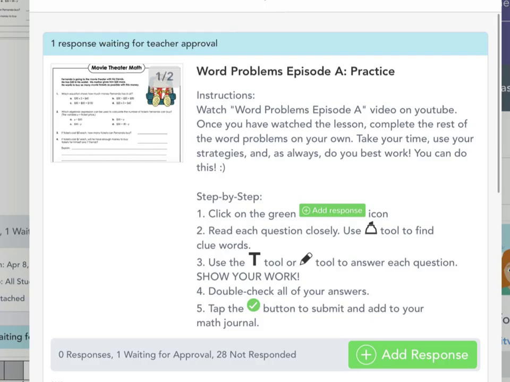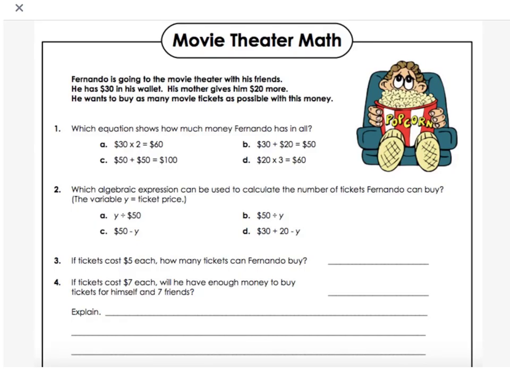So I'm going to read through this and kind of walk you through what my thought process would be as I'm solving these problems. Hopefully it helps you figure out a way to solve it as well. First thing I'm going to do is go to my highlighter tool and read the prompt.